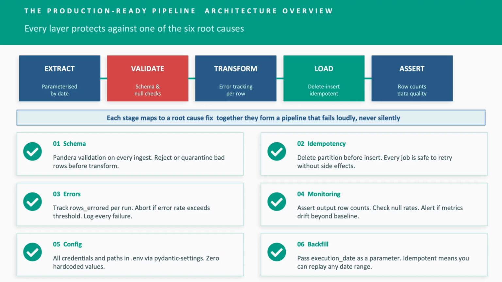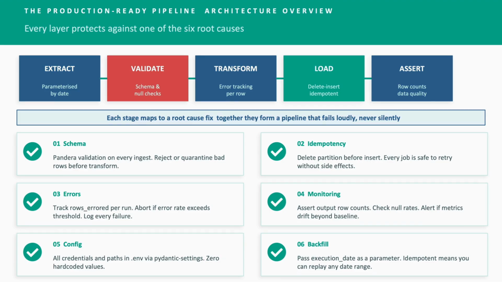Transform with error tracking per row, this solves root cause 3. Pipeline metrics tracks every failure. Thresholds are enforced before anything is written. Then we have the load. It deletes, then inserts, so it's idempotent. This solves root cause 2. Delete the partition, then insert, so it's safe to retry and safe to backfill. We have the assert on row counts and data quality. This solves root cause 4.